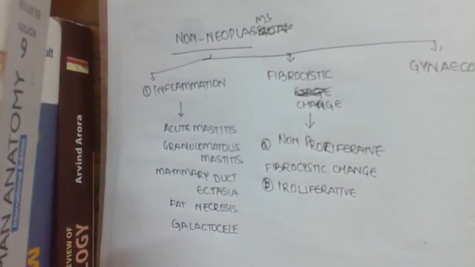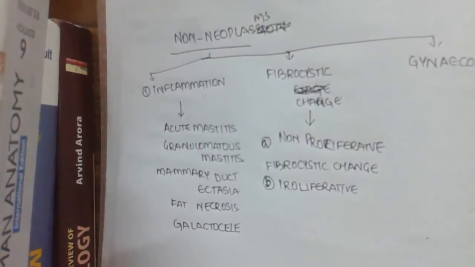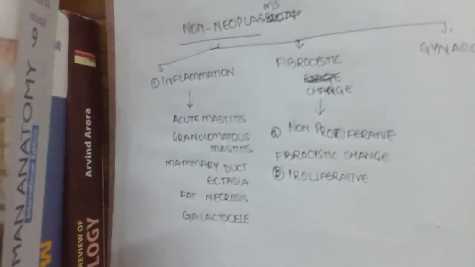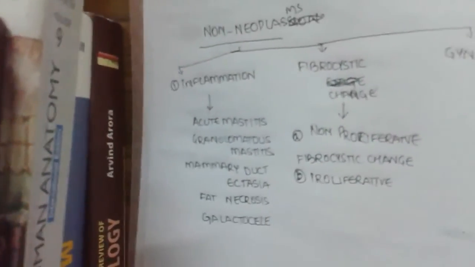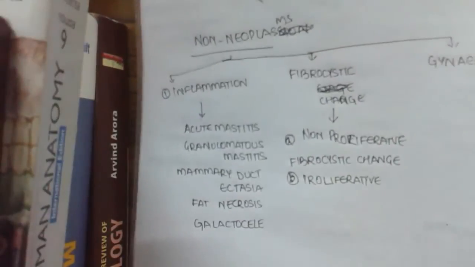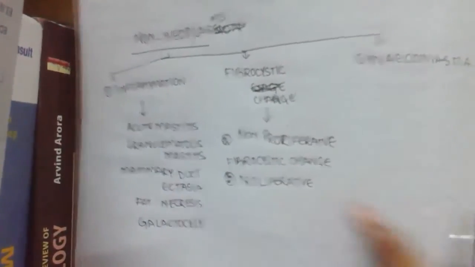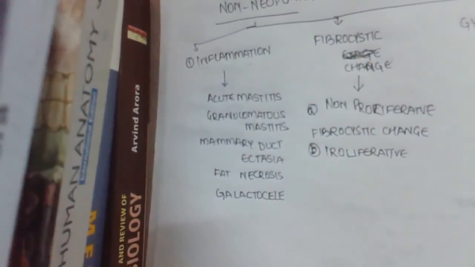Hello friends, in our previous class we took the outline of non-neoplastic lesions present in the breast. Now in this chapter we'll mostly discuss all the inflammatory lesions. As you can see, there are mainly three major types of lesions in the breast. Today we will discuss the inflammatory lesions of the breast.